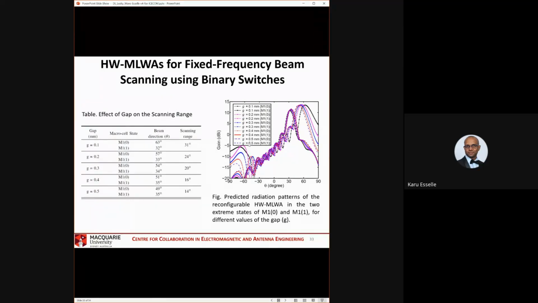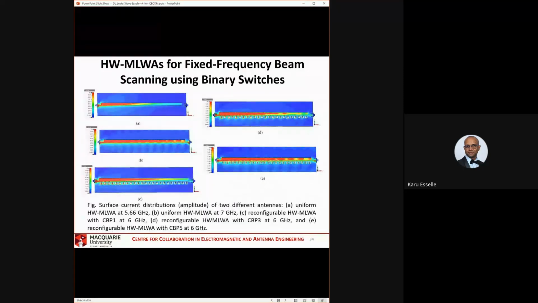So these are some of the plots with different G values. With G equals 0.1, you get good beam steering. With bigger G values, you end up with a narrow beam steering range.